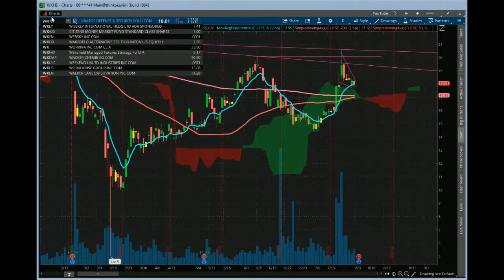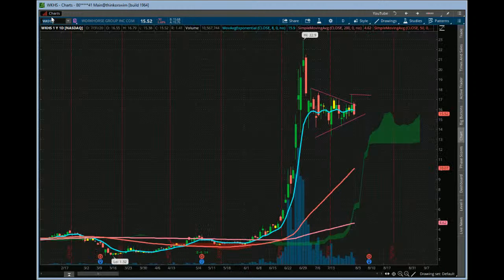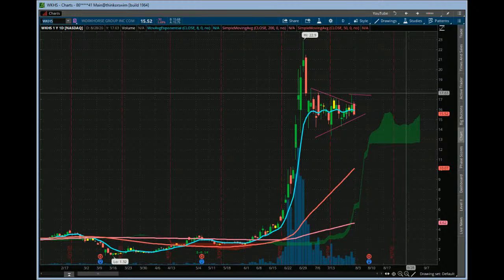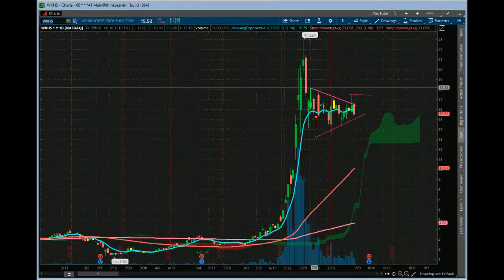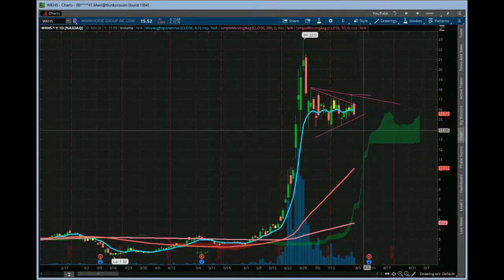And WKHS again, not really messing with this one. It's just too nasty intraday, I can't deal with it. But we'll see how it goes. It is getting tight in here right now, that fresh high is giving it this. Earnings are coming up, so we'll see how it goes.